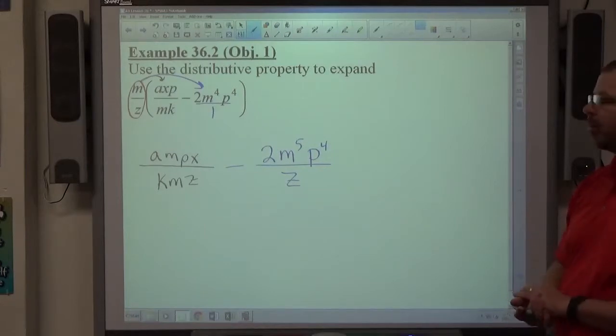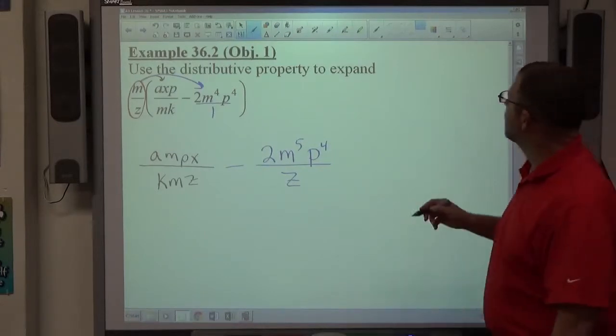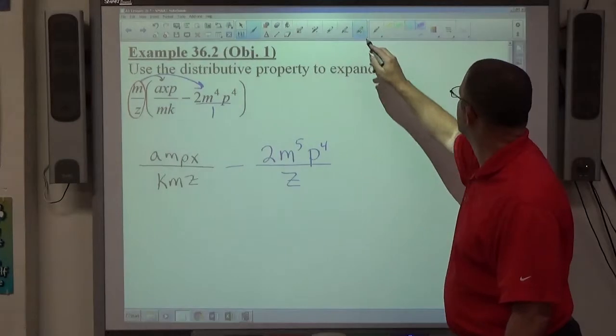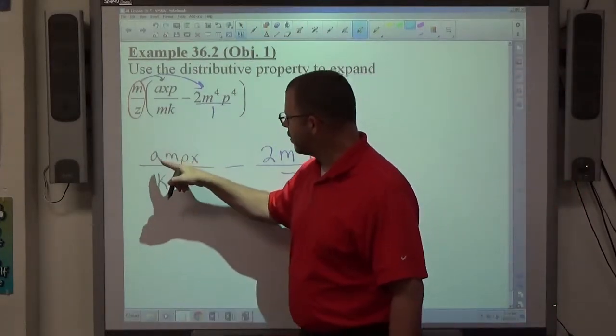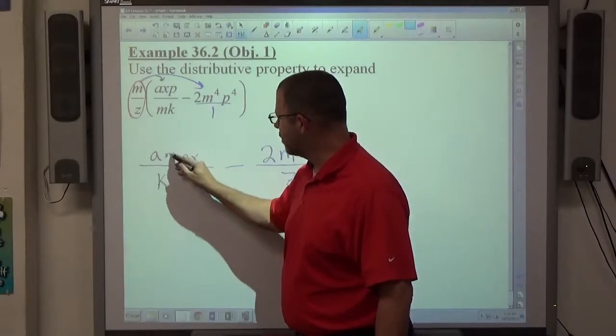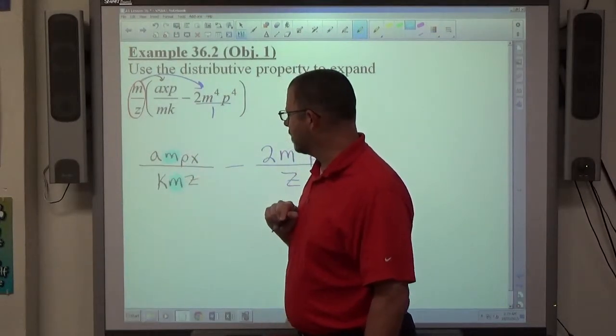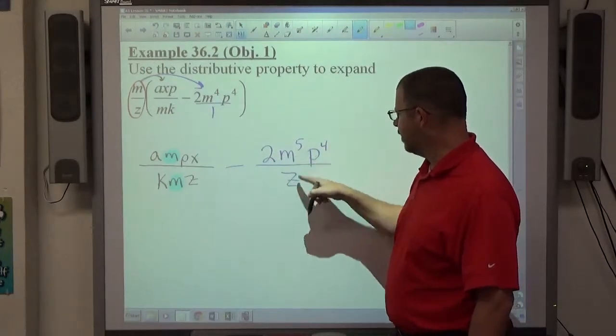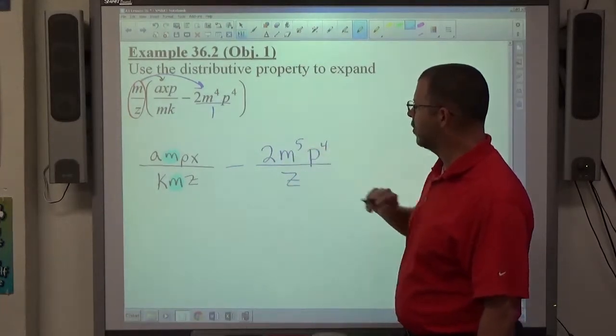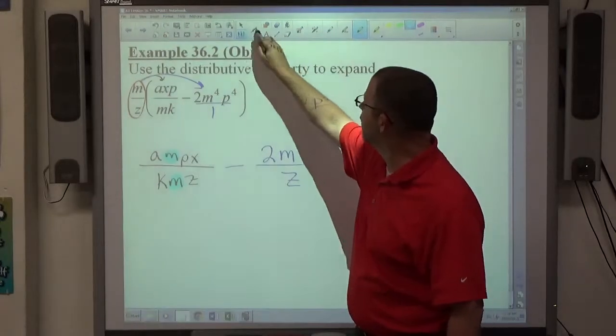And again, that's job 1, is to actually distribute. Distributing gets rid of the parentheses. Our next step is then to reduce if possible. And again, all I'm looking for is within each term common letters. So in the first term, A, M, P, X, K, M, Z, M matches M. Everything else is different. In the second term, 2, M, P, Z, nothing matches. So that blue term is done. The black term we have to simplify.